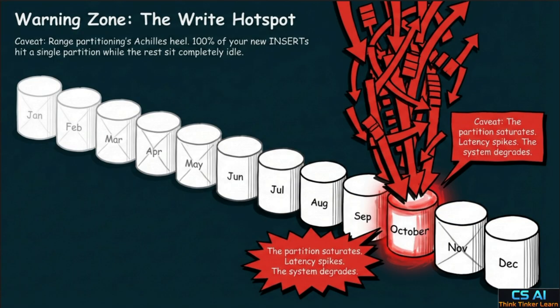But here is a danger zone, the right hotspot. Range partitioning has an Achilles heel. If all of your new data is current, then 100% of your new inserts are hitting the exact same partition, while the rest sit idle. Eventually, that one partition saturates, latency spikes, and your system begins to degrade. It's a classic performance trap.